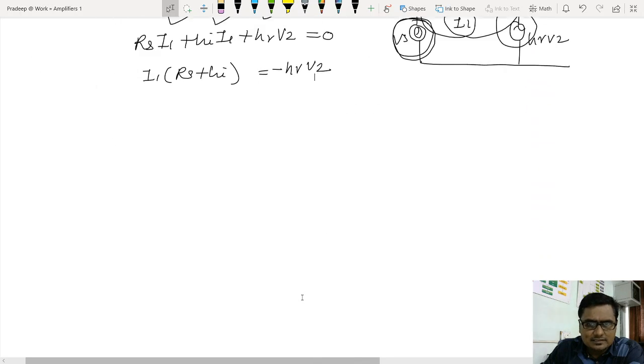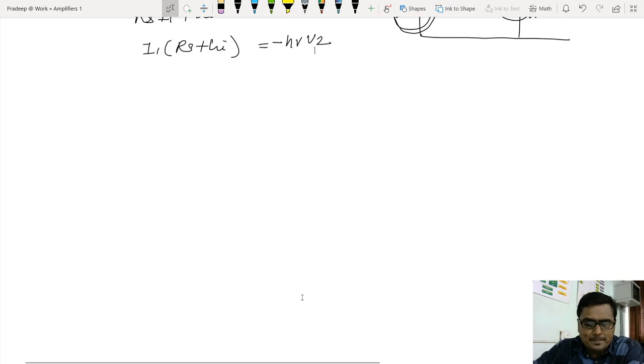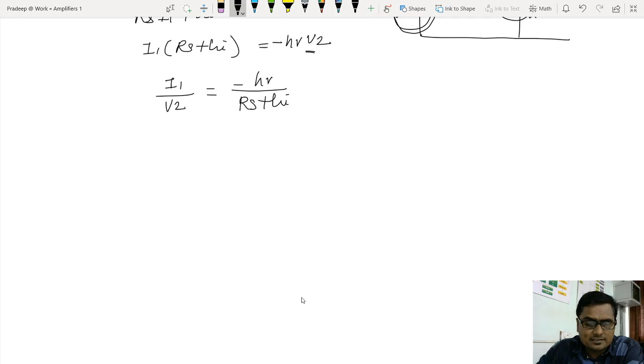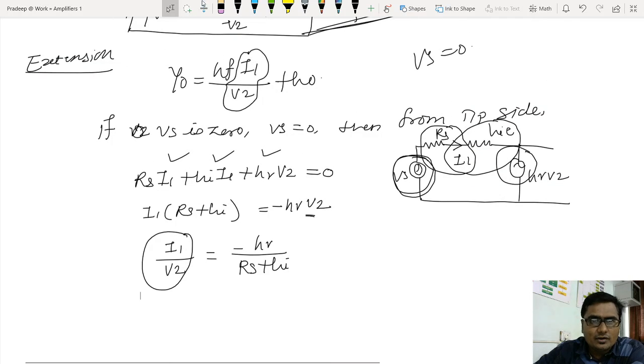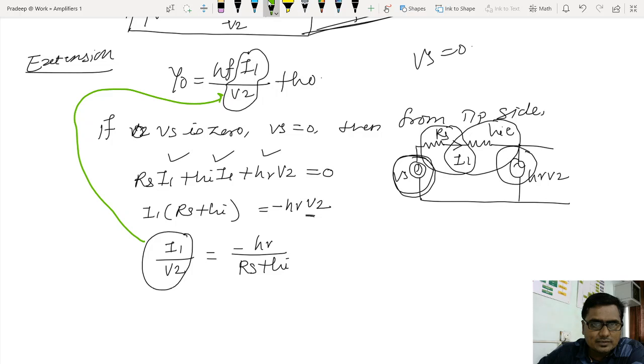Now what else can I do? Let me scroll the page, and now I am interested in I1. This V2 will come here, then the equation will become minus of HR divided by (Rs plus Hi). So this is I1 divided by V2. Now I will put this value, I1 divided by V2, in this equation of Yo.